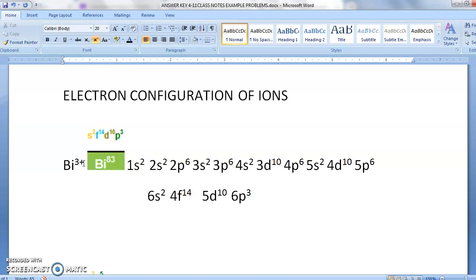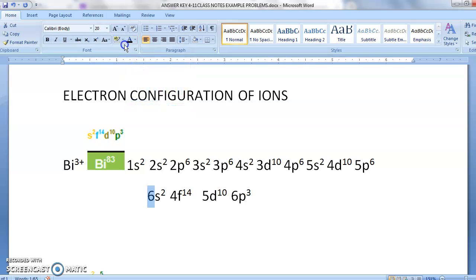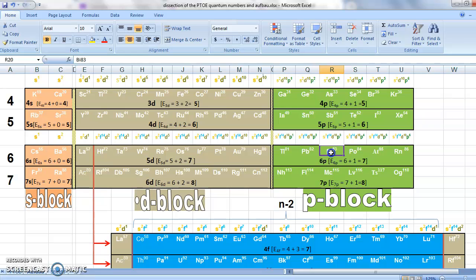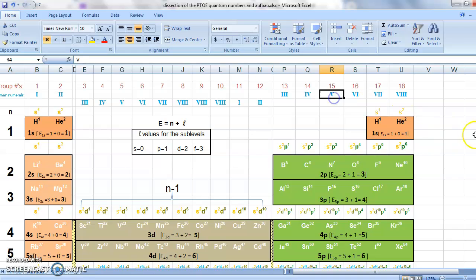Where do we remove them from? The valence. My valence is right here. There is a 6 right here, and there is a 6 right here. Those are my biggest numbers. That is my valence. There's 2 here and 3 there. So bismuth has 5 valence electrons. On the periodic table, we should see a Roman 5 above bismuth. There's bismuth. There's the Roman 5.